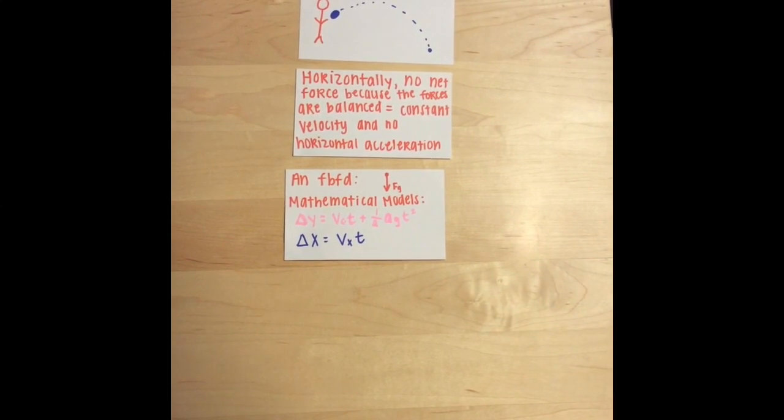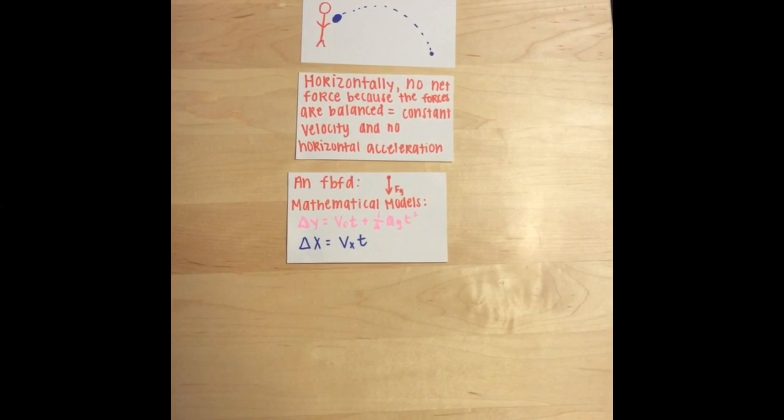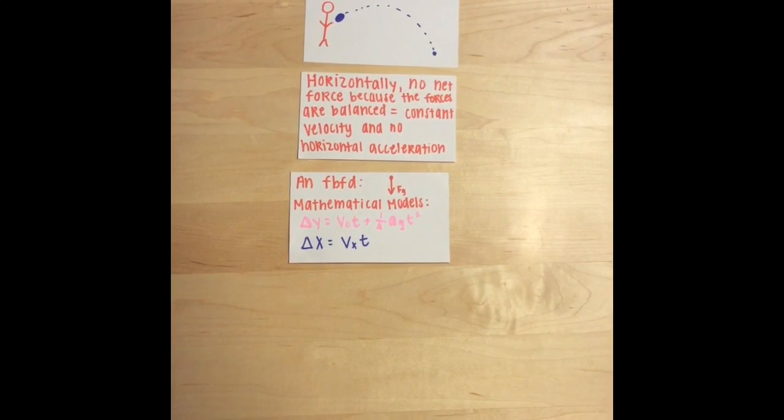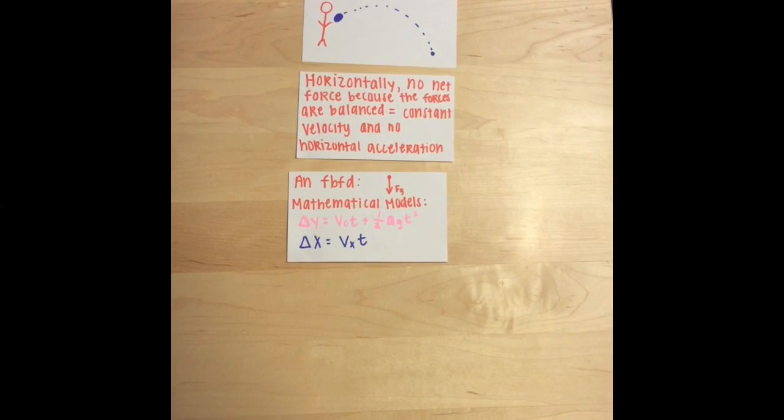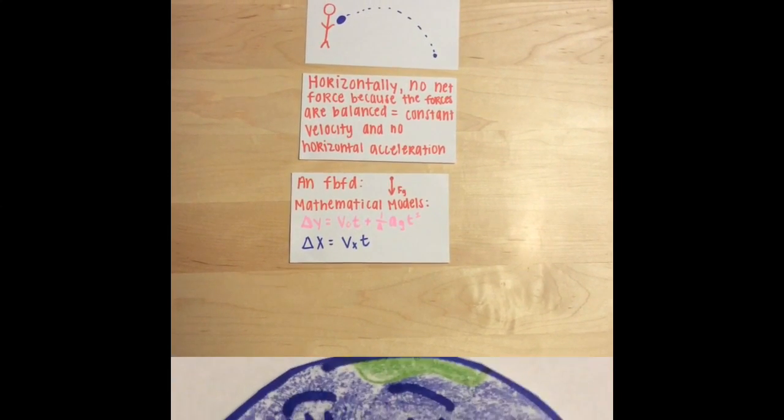on the ball. The mathematical models are delta y equals the initial velocity times time plus 1/2 the acceleration due to gravity times time squared, and delta x equals horizontal velocity times time.